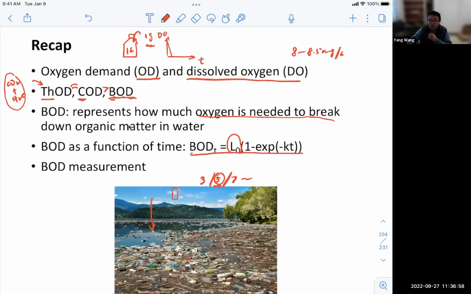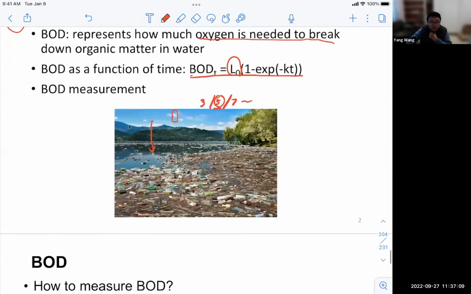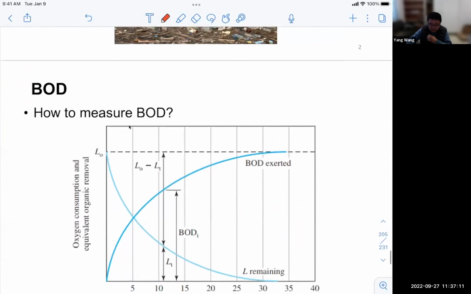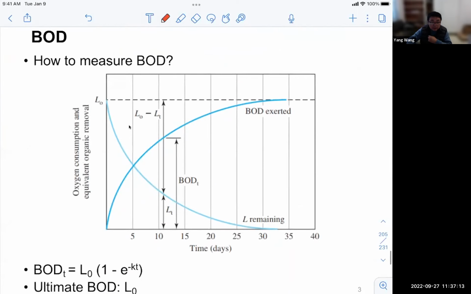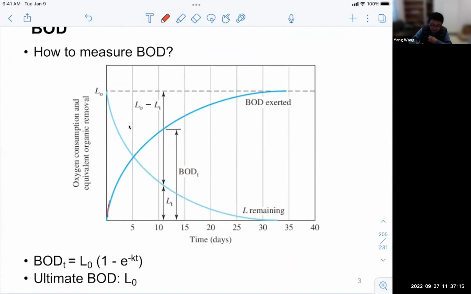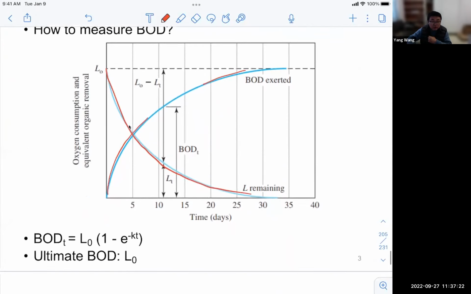So the ultimate oxygen demand for this sample of water here. This is about the BOD and its change as a function of time and also the measurement. Just to give you a few examples, this is how the BOD changes with time. We said that the BOD is going to increase with time. At the same time, the organics concentration is decreasing with time exponentially.